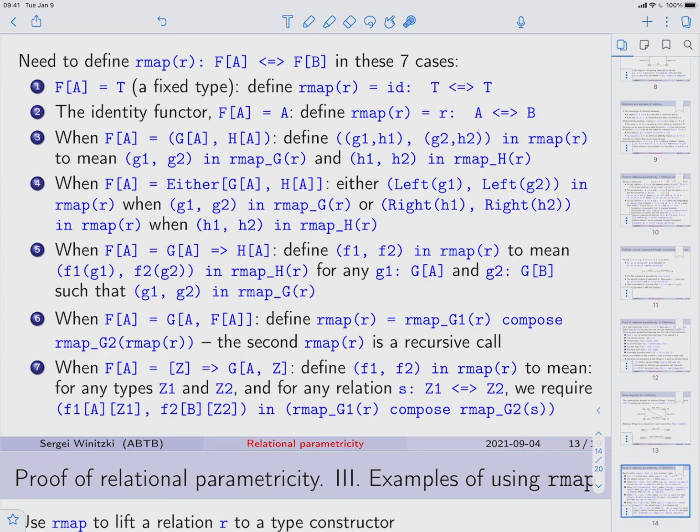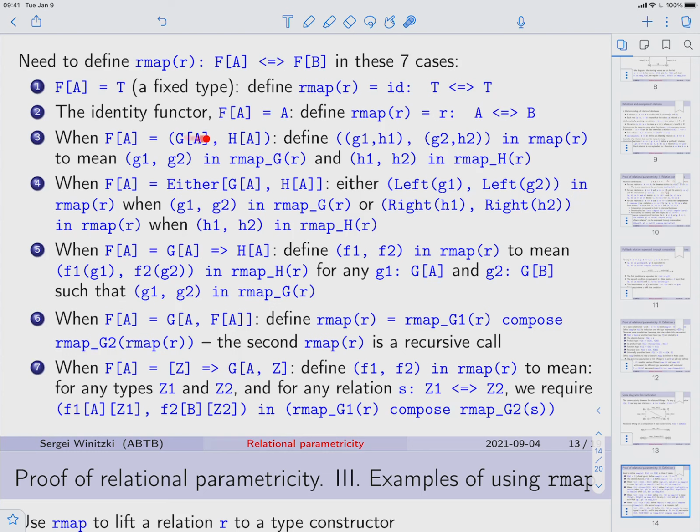When you have a fixed type, then the rmap is just the identity relation, because f of A and f of B are both T. So you have a relation between T and T, and so you just define that to be the identity relation. If you have the identity functor, then rmap of R is just R, because what you need is to define a relation between f of A and f of B, and that's just the same as A and B. So relation R is unchanged.